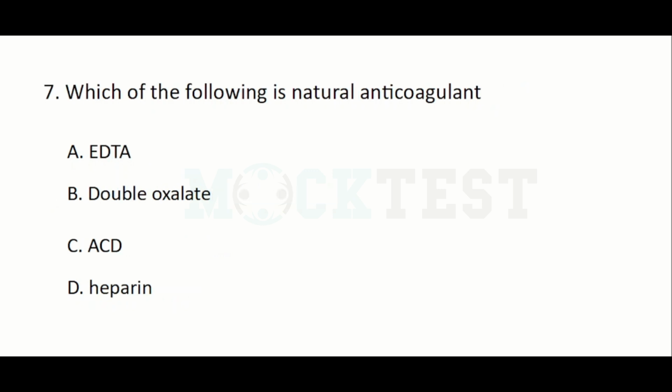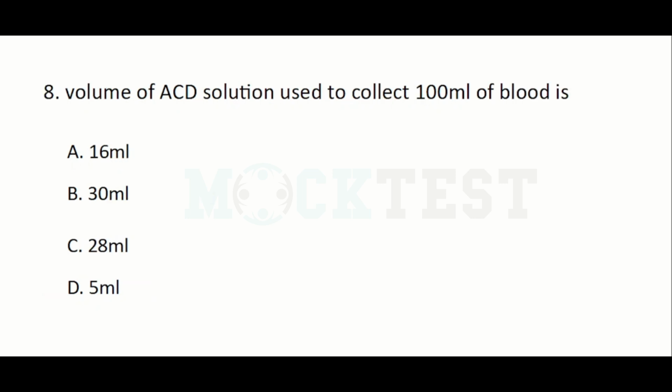Which of the following is a natural anticoagulant? Option A EDTA, option B double oxalate, option C ACD, option D heparin. Answer option D heparin. Heparin is a natural anticoagulant.